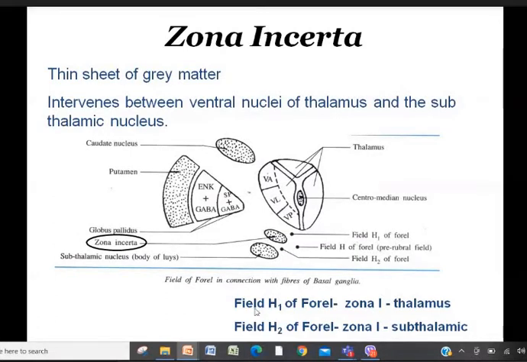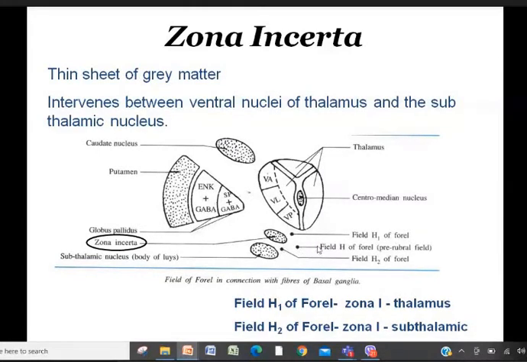Okay, look here. Field H1, field H1 of Forel. Just memorize: this lies between the zona incerta and the thalamus. Now another is field H2. Where does it lie? It lies between the zona incerta and the subthalamic nucleus. Please draw the pictures so that you can memorize.